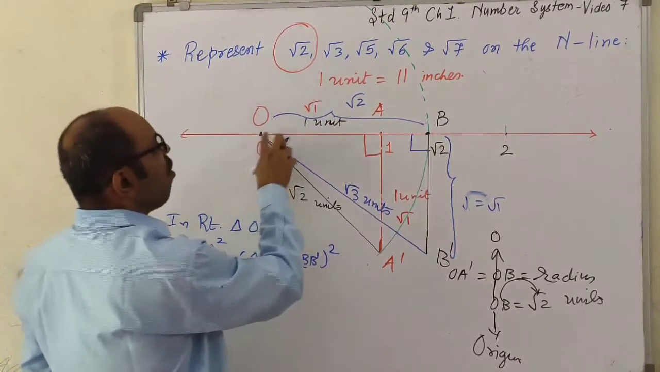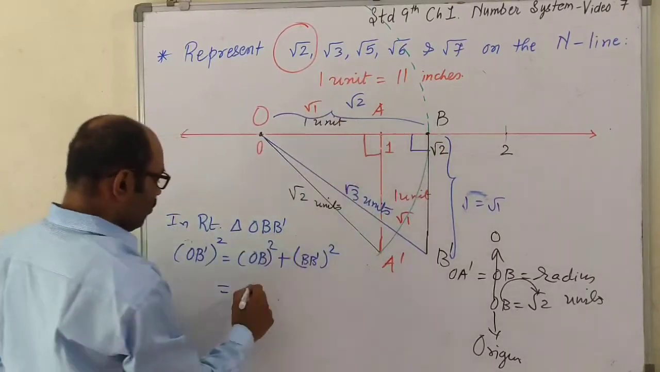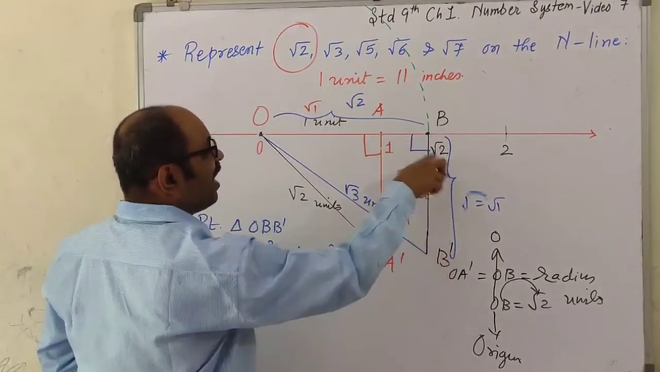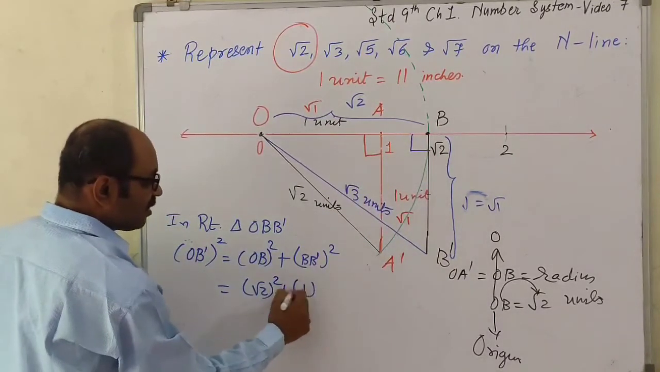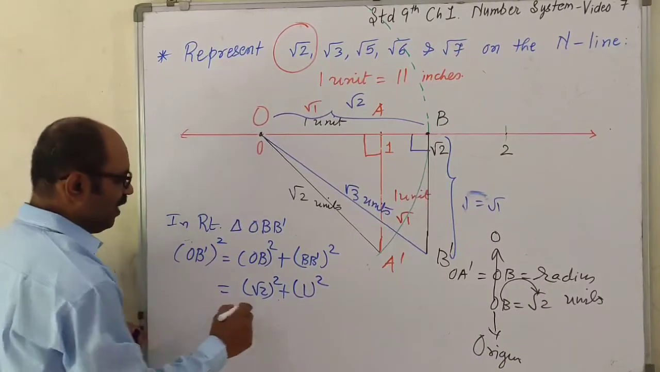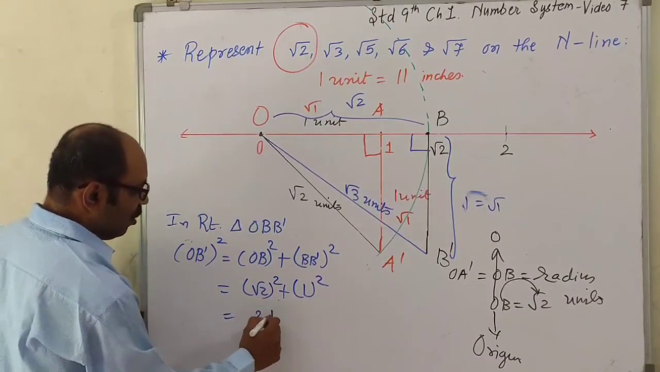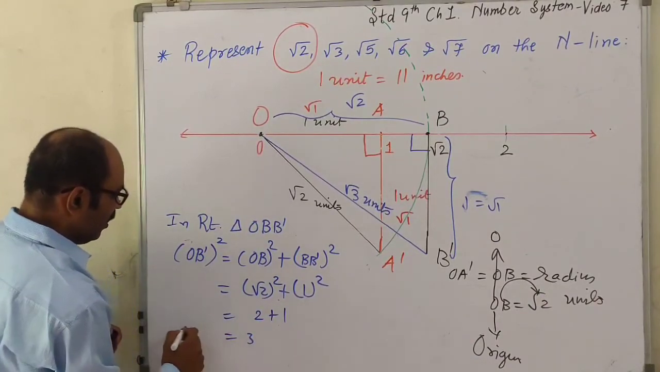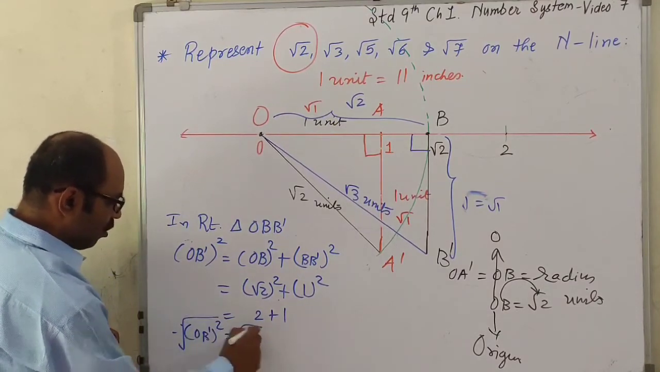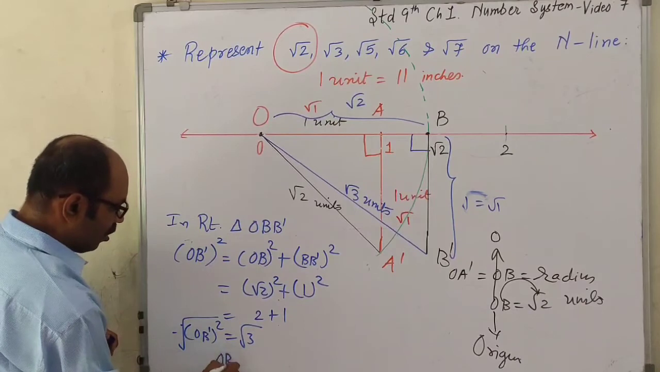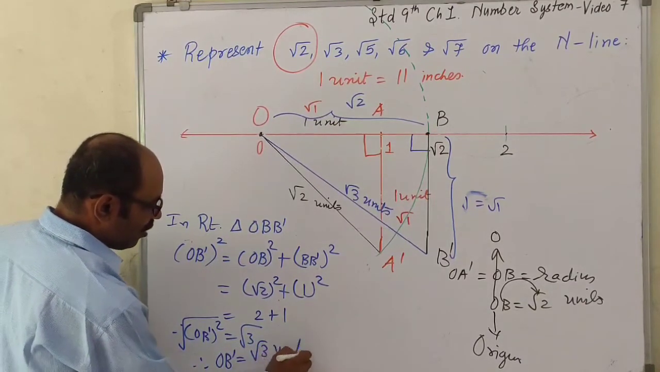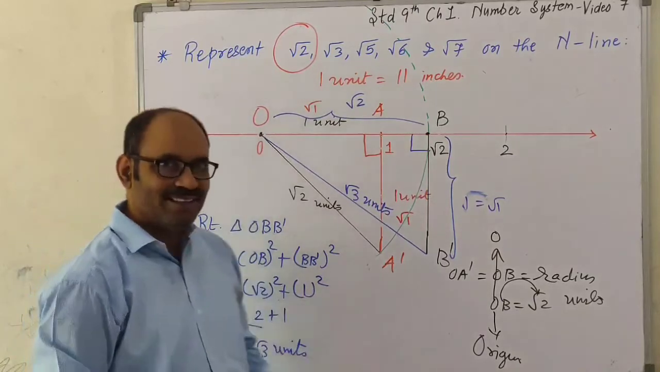What is OB? Root 2. So root 2 square plus, what is BB dash? That is 1. So 1 square. You may write 1 or root 1, doesn't matter. Don't get confused, please. This is 2 plus 1. That is 3. So OB dash square is 3. So taking square root on both sides, OB dash is equal to root 3 units. So that's how you got it.